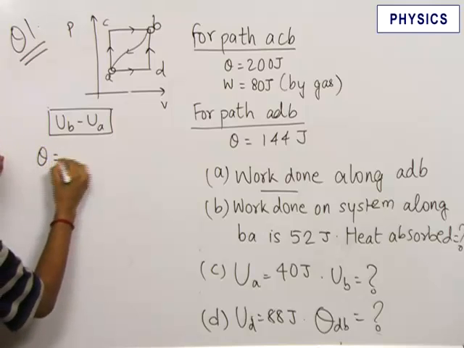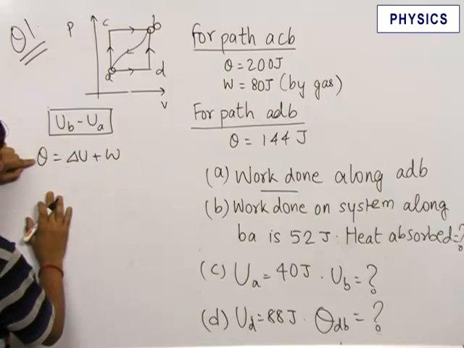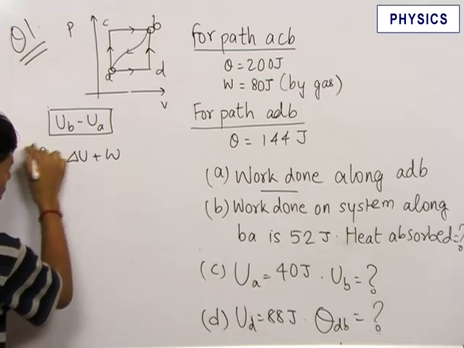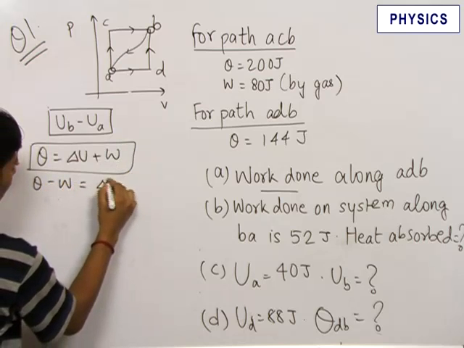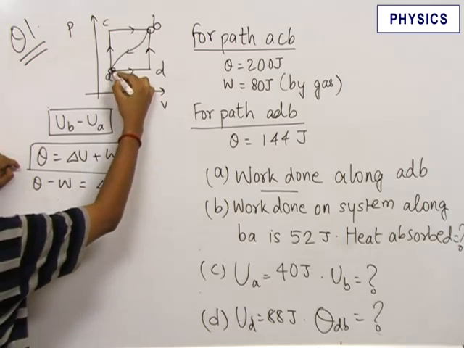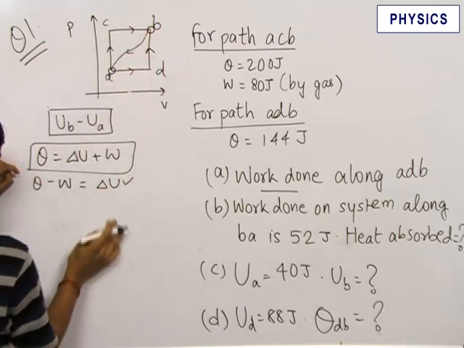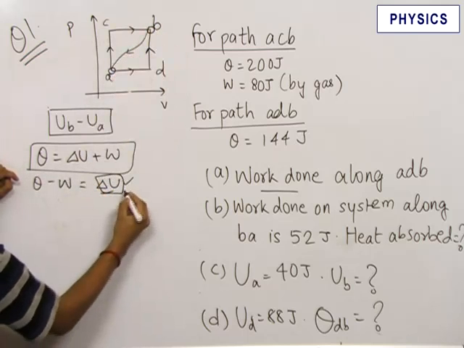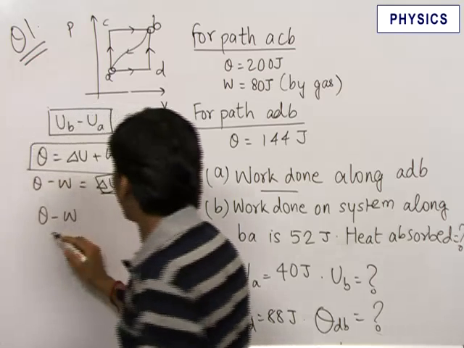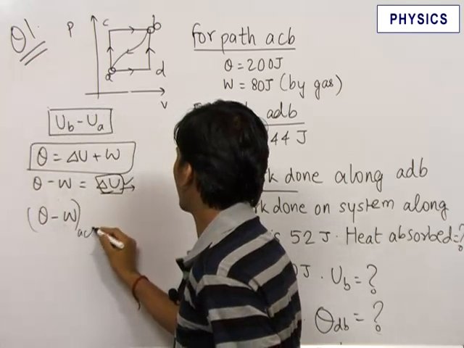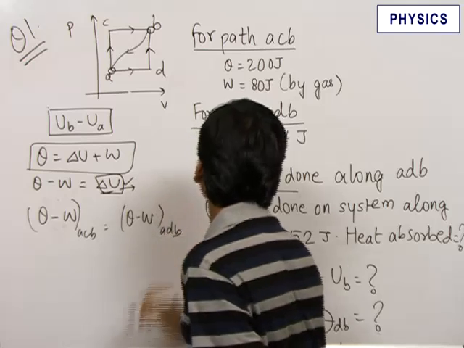Now we know Q is equal to delta U plus W, where Q is the heat given to the gas, delta U is the change in internal energy of the gas, and W is the work done by the gas for any process. So let us write this as Q minus W is equal to delta U. This is true for both the processes ACB and ADB. Now for both ACB and ADB, the initial and final states are the same, due to which delta U will be the same since it is a state function. Therefore Q minus W for the path ACB will be equal to Q minus W for the path ADB.